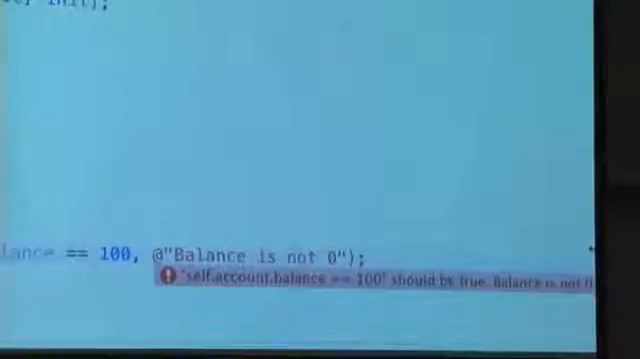Well, notice here, if I click on the red at top left, self account balance equals 0 should be equals 100 should be true, but it's not. So what this means is that the compilation and execution of your program will literally be halted. You can't actually run it in the simulator because it's wrong.